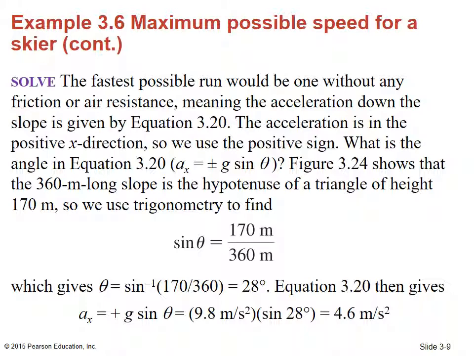Equation 3.20 then gives that a sub x is plus g times the sine of theta, or 9.8 meters per second squared times the sine of 28 degrees, which equals 4.6 meters per second squared. The acceleration is positive since we define the positive direction down the slope. The skier is accelerating down the slope, so we must be accelerating in the same positive direction.